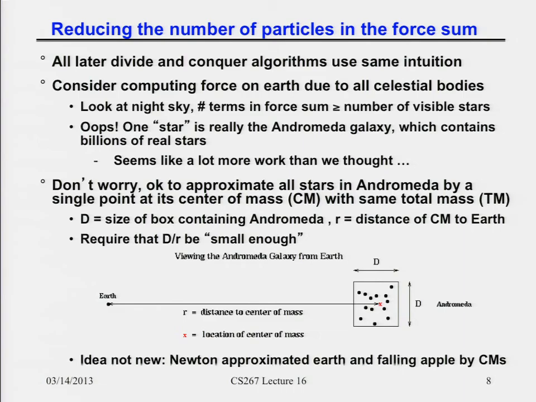And that's what our data structure is going to do. It's going to apply this idea that particles that are close together get replaced by their center of mass, total mass located at their center of mass, and we're just going to do this recursively with quad trees. And of course, the idea is not new, right? So the center of mass of the Earth and the falling apple, it was sort of a similar idea a long time ago. But the recursion is maybe what's new.